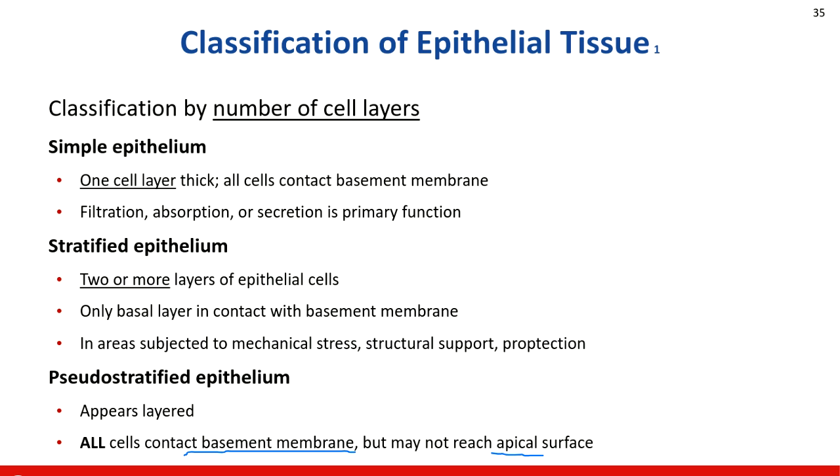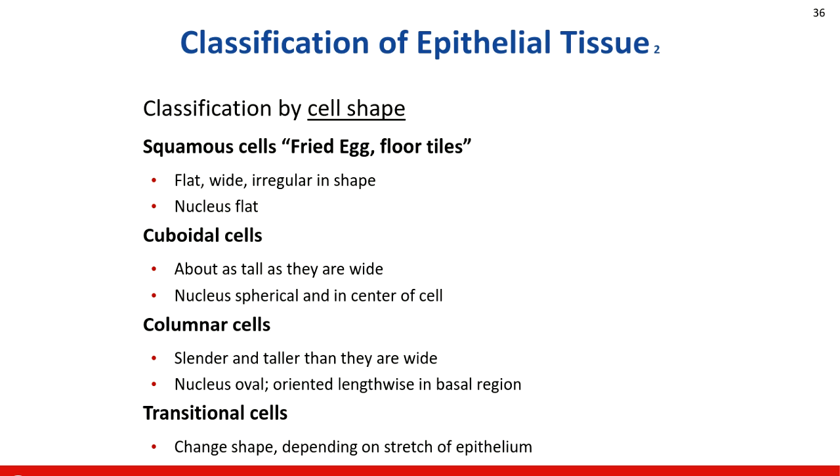The second part of classification of epithelial tissue has to do with the shape of the cell. The first one is the squamous cell, which can be described as a fried egg or floor tiles. The squamous cell is a flat, irregularly shaped cell, and usually the nucleus of a given cell will mimic the shape of the general cell structure. So since a squamous cell is flat and irregular in shape, the nucleus will appear to be flat.